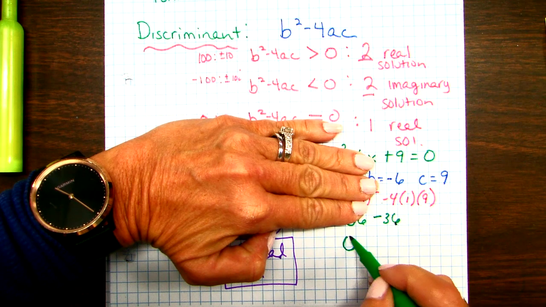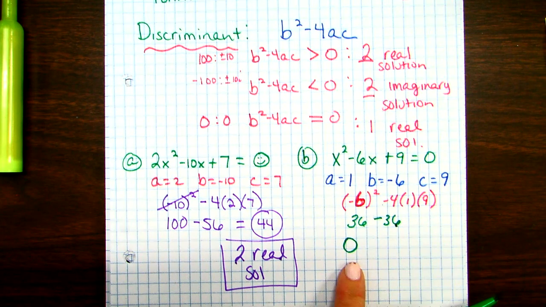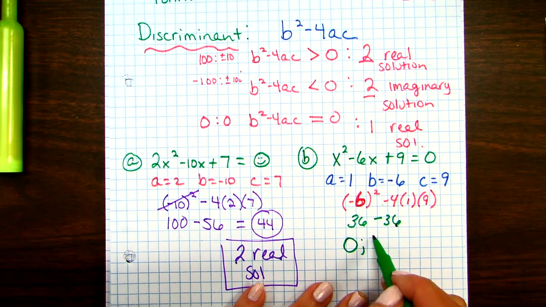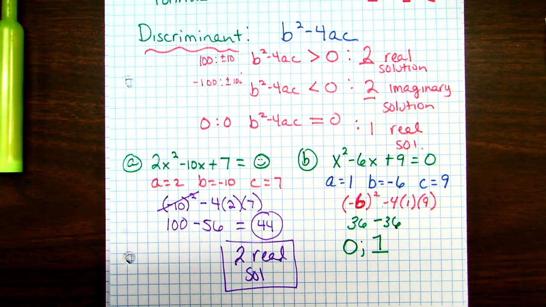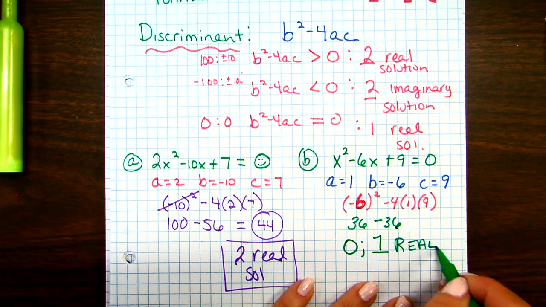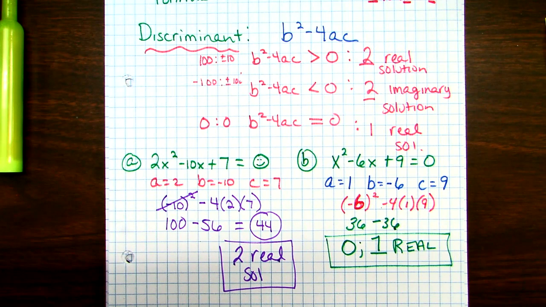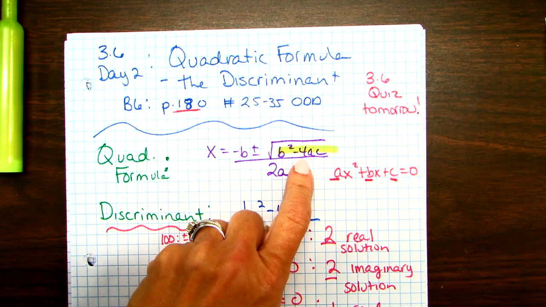My discriminant is 0. That's the discriminant. That tells me I'm going to get how many solutions? One. One solution. And what type of solution? Real. Wait, the 4 is part of the equation.